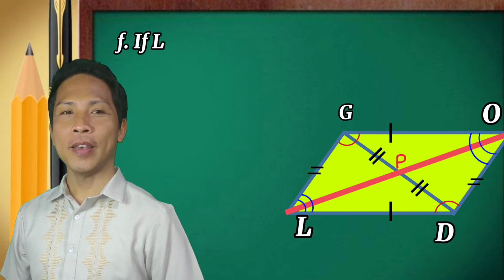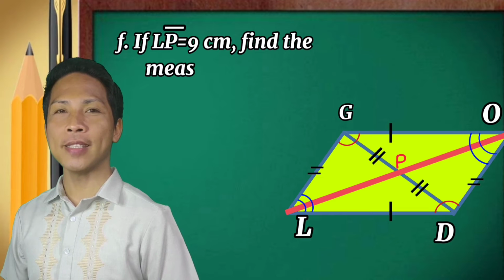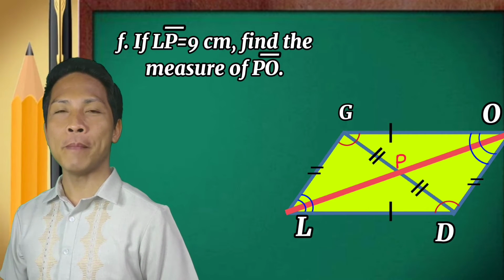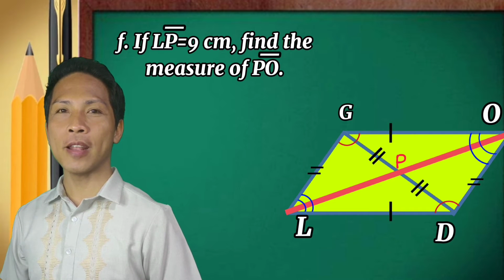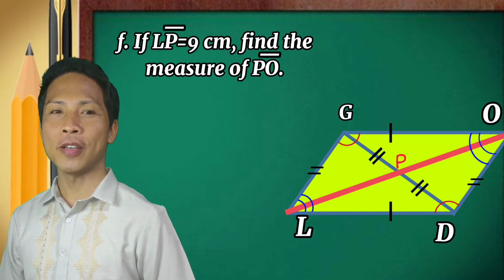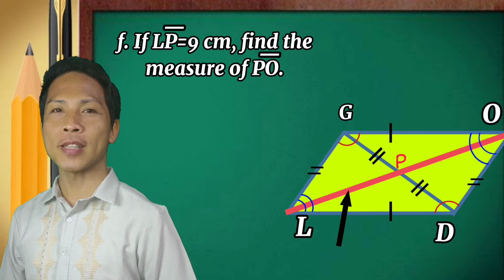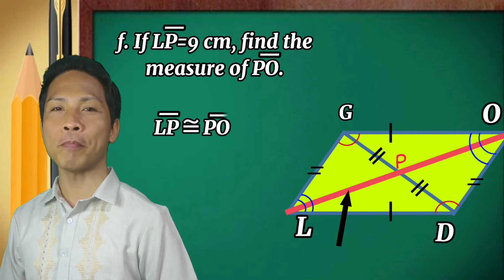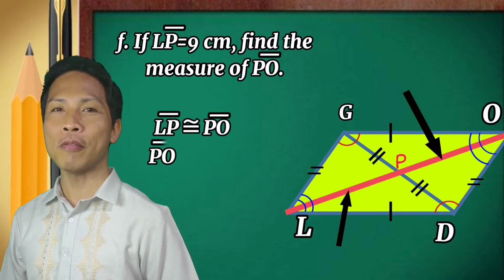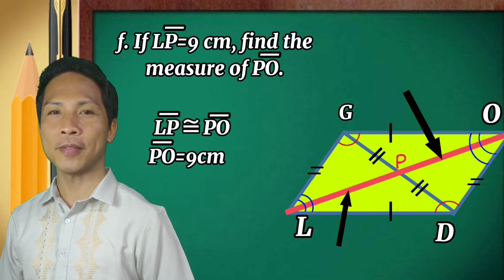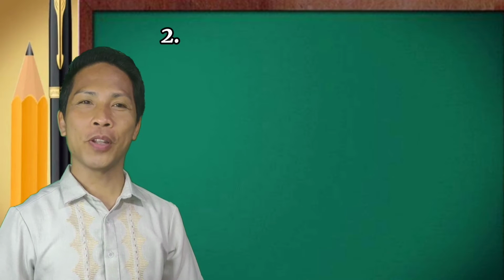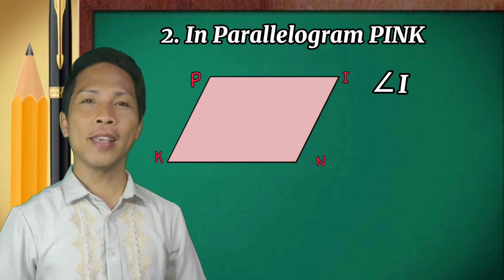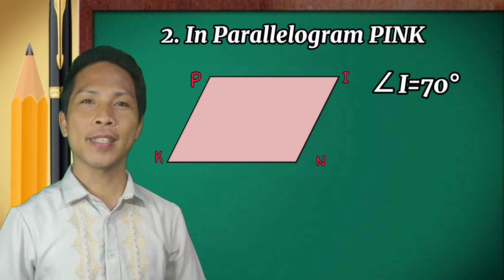Letter F. If segment LP equals 9 centimeters, find the measure of segment PO. Remember, diagonals of a parallelogram bisect each other. So if segment LP equals 9 centimeters and segment LP is congruent to segment PO, then segment PO equals 9 centimeters. Second example, parallelogram PINK, angle I equals 70 degrees.